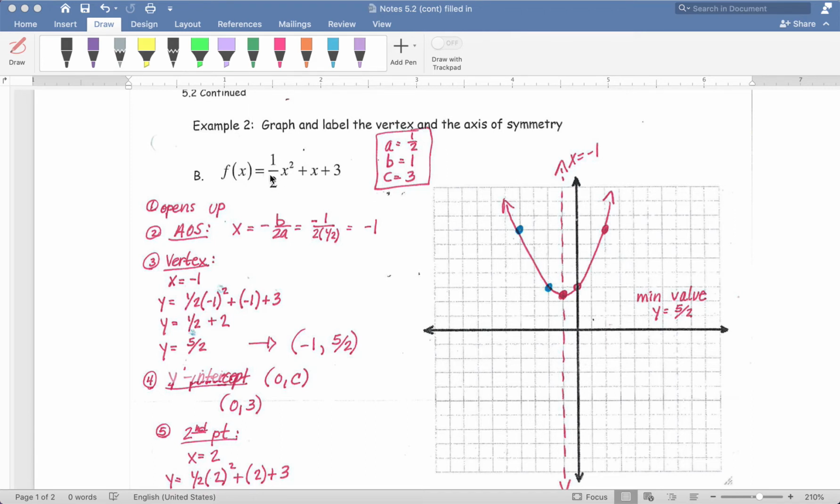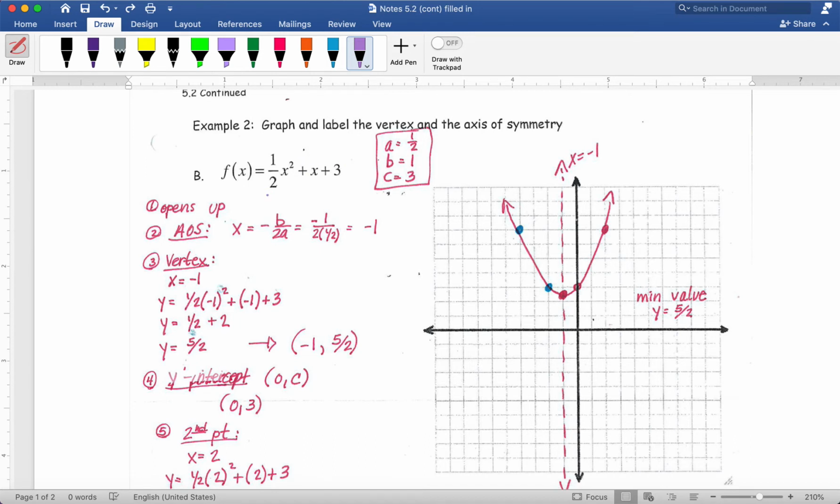So if I look here, this is in the form a x squared plus b times x plus c, right? So my a is 1/2, my b is positive 1, and my c value is 3. So I'm going to erase that so you could see what I'm talking about. So again, right here is a, positive 1/2, b is positive 1, and then c is 3.